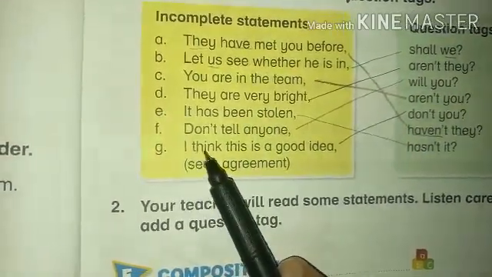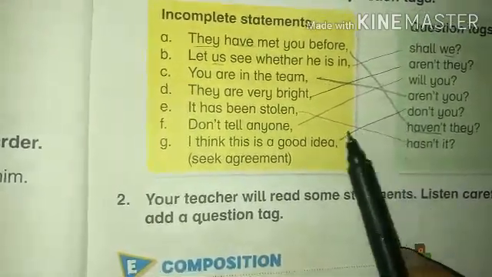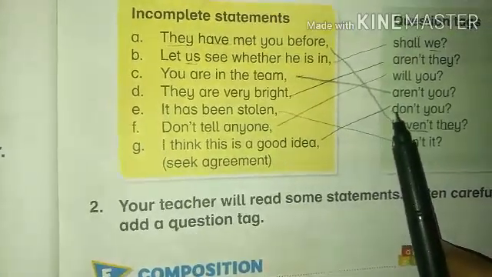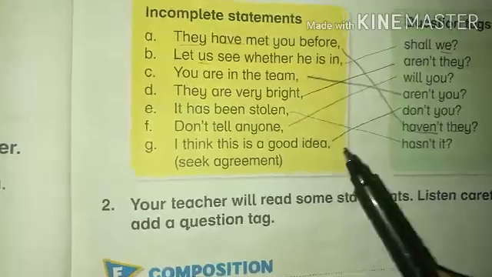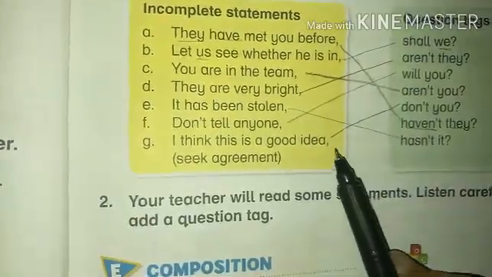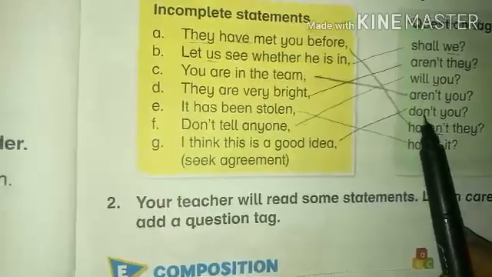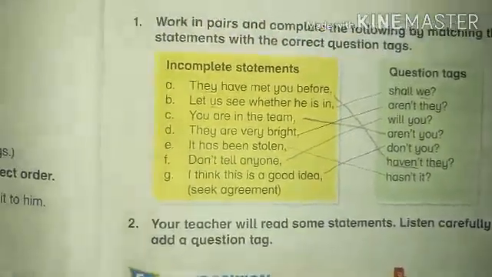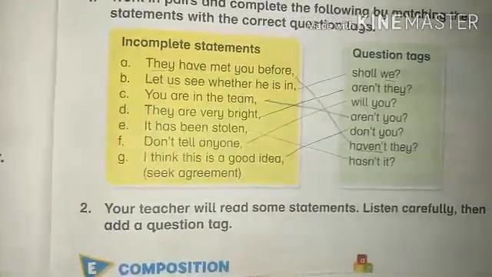Now part G is "I think this is a good idea." So this is a positive statement, we have made a question tag of it, "don't you," and here we are asking the listener about something, so we will use "you" for it, and we have added "not" also to make it a negative question tag. I hope this concept of question tags is clear to all of you.